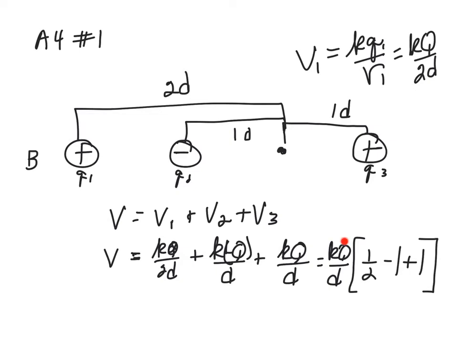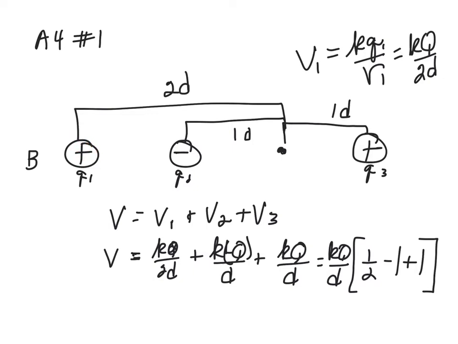So we pull the KQ over D out. And what's left here is 1/2. What's left here is a -1. And what's left here is a +1, and when you add all those together, you get 1/2. In other words, potentials can be positive and negative. These two cancel each other out, and the total potential is just the potential of this one.